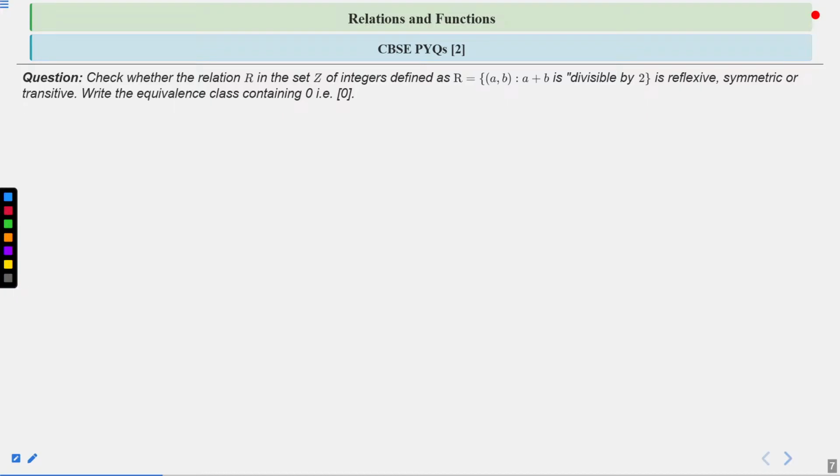Let us check for transitivity. For transitive, what are the conditions? The condition was if (a, b) belongs to R and (b, c) belongs to R, this implies (a, c) belongs to R. So if (a, b) belongs to R, then we can say that a plus b is equal to 2 lambda. And if (b, c) belongs to R, then we can say that b plus c is equal to 2 mu, right? Now we basically have to prove that (a, c) belongs to R. So how can we prove?